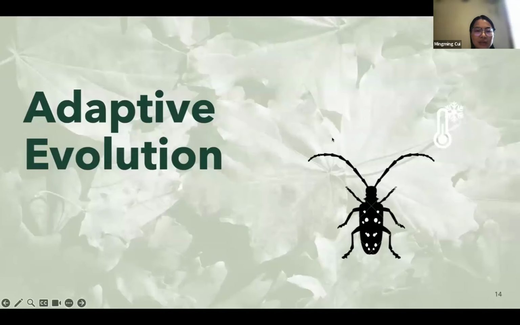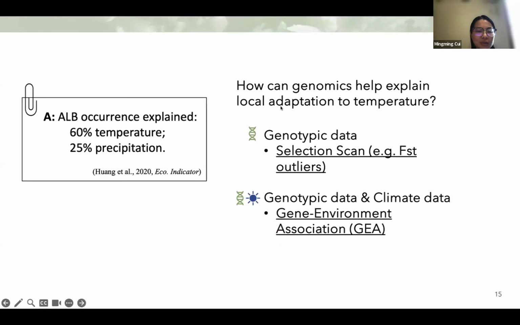Last but not least, we also examined local adaptation to temperature factors. According to a previous study, temperature accounts for most ALB occurrences in China using spatial analysis, highlighting the important role of temperature in ALB occurrence. Here, I aim to use genomics to explain how climate factors contribute to local adaptation in ALB.